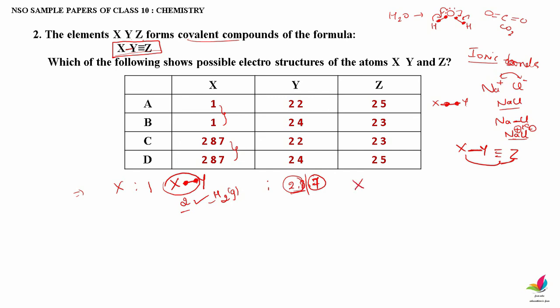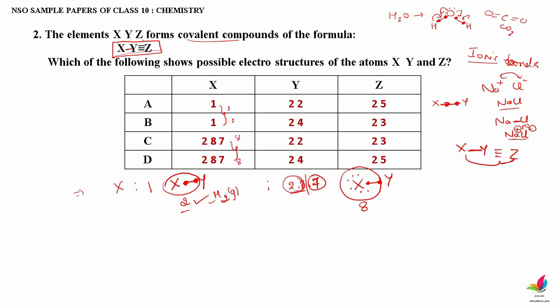Now suppose X has 7 electrons: 1, 2, 3, 4, 5, 6, 7. It will share one of its electrons with one electron of Y. So after sharing, the total number of electrons in X will become how much? 1, 2, 3, 4, 5, 6, 7, 8. Correct? One extra. Always remember, one extra here. So 1 plus 1, 2. Here in case 2, it is stable.